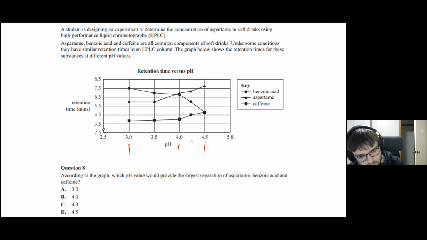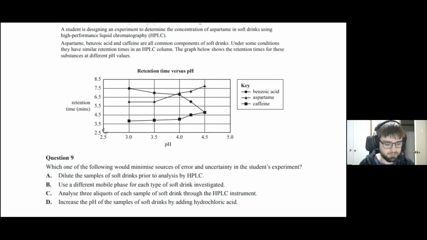4.5 is obviously out of the question because we're getting no separation between the benzoic acid and caffeine. So that's pretty rubbish right there. At 4.0, we're getting no separation between benzoic acid and aspartame. At 4.3, we've got a little gap, and at 3, we've got an even bigger gap. So we're just going to go with 3 because they're the furthest apart. Don't really need to know any chemistry to do that.